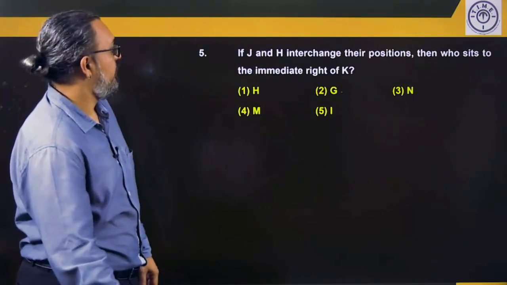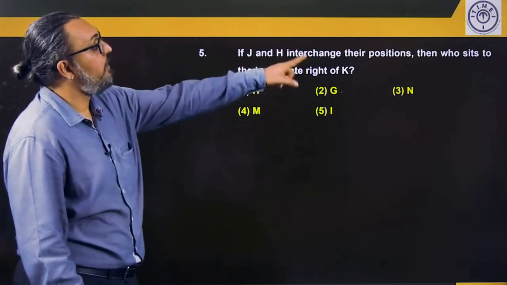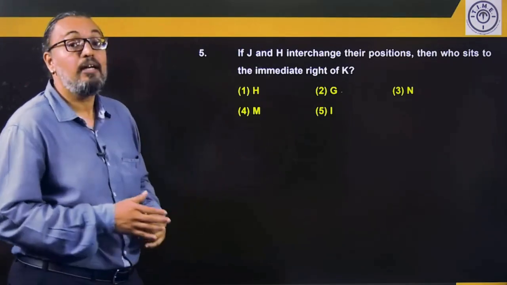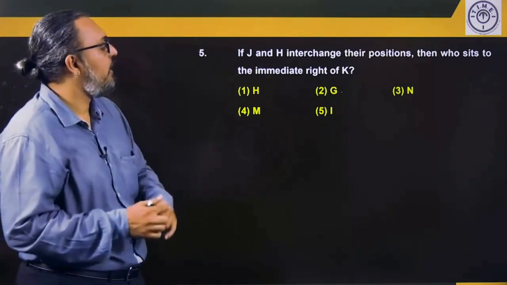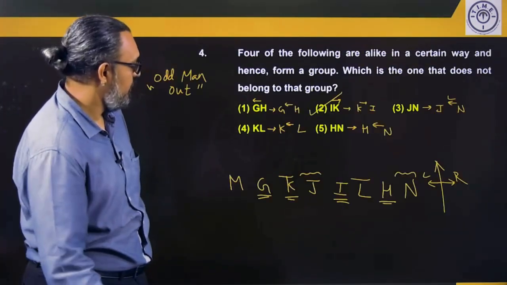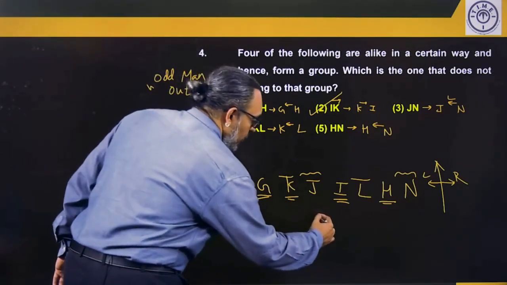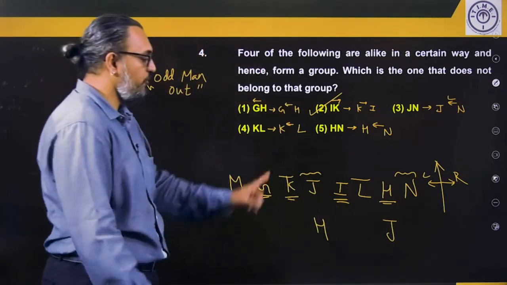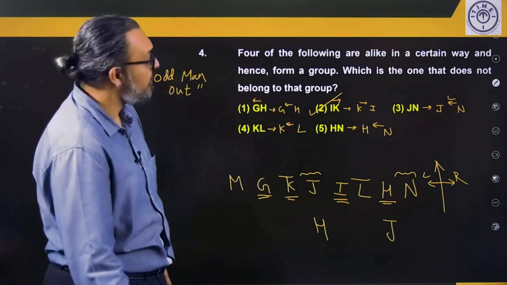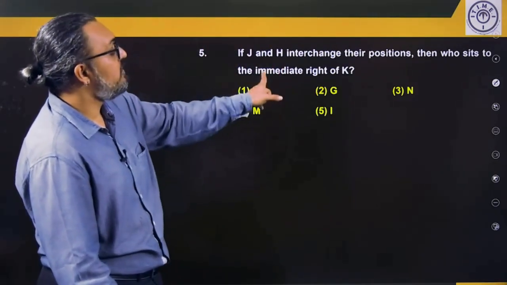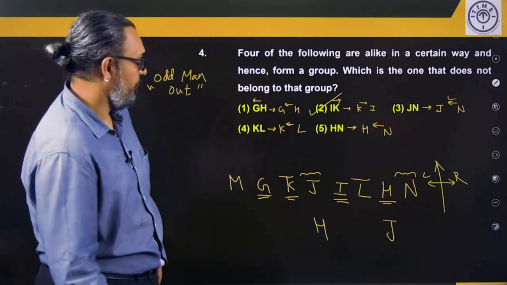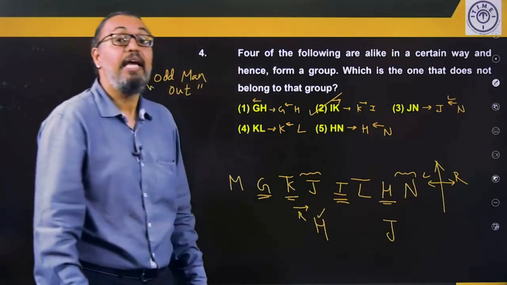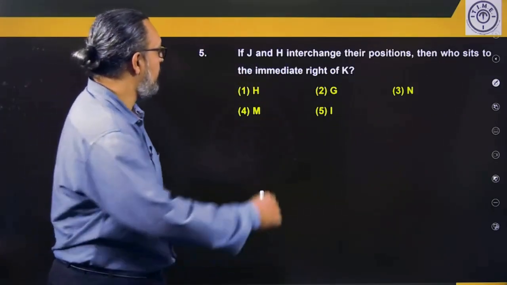Choice 2. Then, if J and H interchange their positions, who sits to the immediate right of K? Now J and H are interchanging their positions. So, like this, H is coming in place of J, and J is coming in place of H. If H and J are exchanging their positions, the question is who sits immediate right of K? Now, immediate right side of K, who is there? The answer will be H, correct? And that is there in the first option.